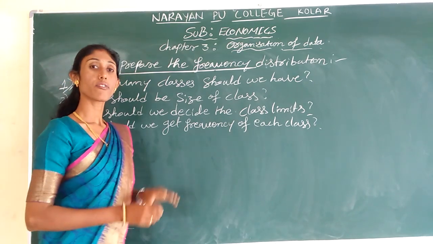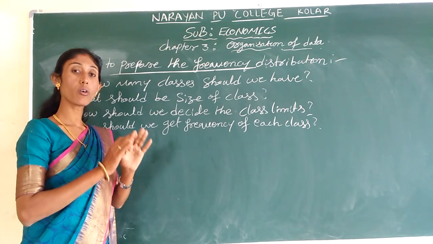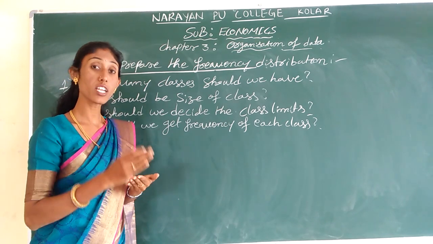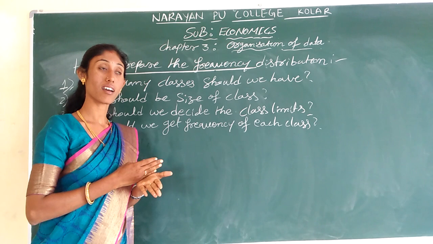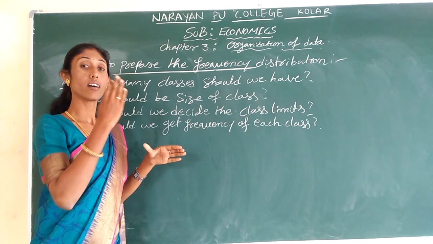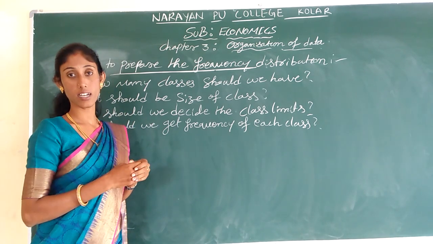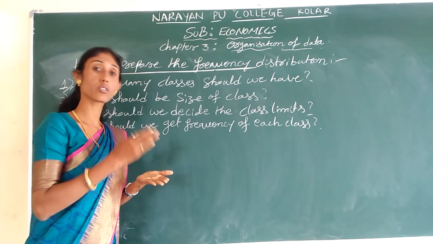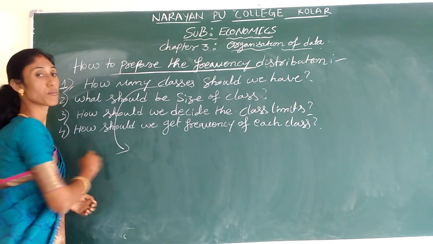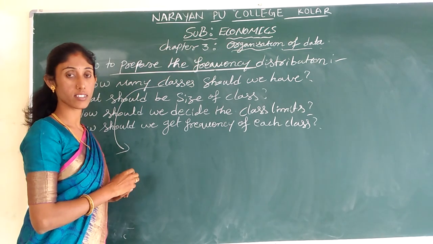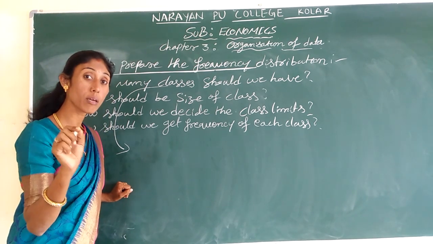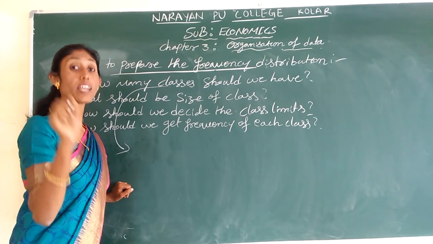Here, related to any particular data, before distributing it, the first and foremost important step is that we need to decide how many classes, or how many range divisions, we should have to classify the particular data. It means the number of classes we first need to decide. Before deciding the number of classes, first we need to know the variation in the values of a variable.